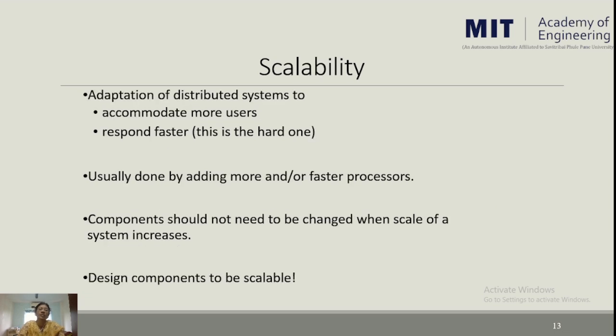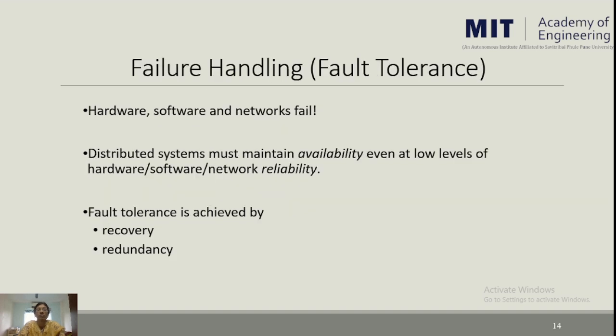Scalability. Scalability refers to the adaptation of the distributed system to accommodate more users, and at the same time, response will be faster. Usually, the systems are scaled by adding more, faster processors. When you are scaling the system, already existing components need not be changed. So while designing the components, you have to design in such a way that the components can be scaled.